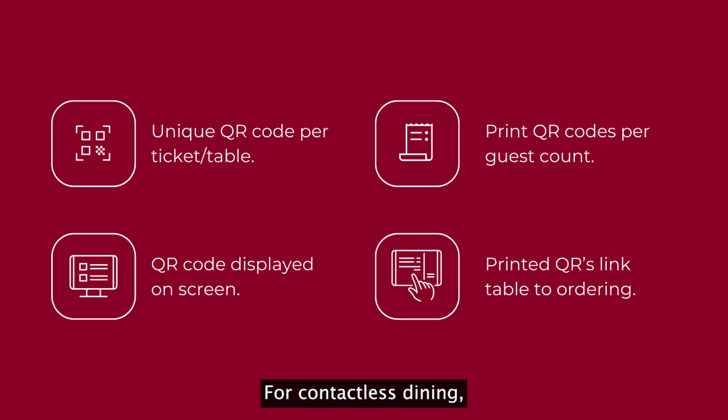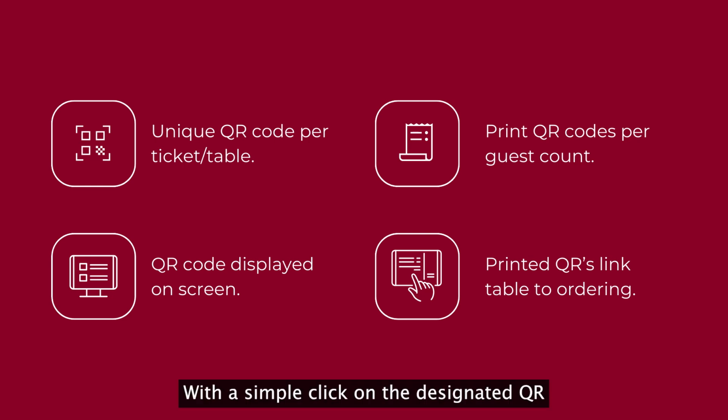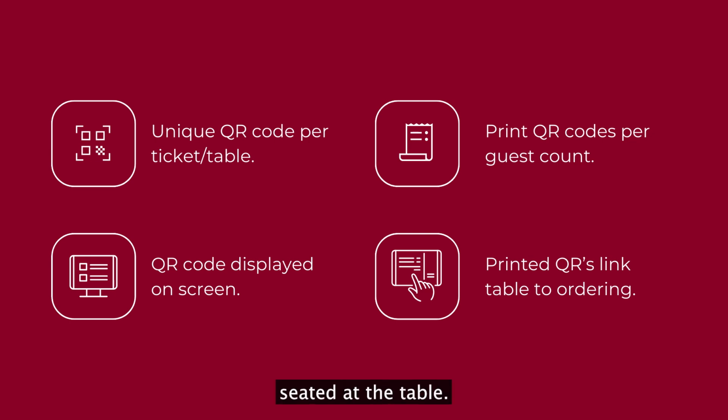For contactless dining, each ticket is assigned a unique QR code. Upon selecting the table and indicating the number of guests, you are directed to the right of the screen where a QR code specific to the ticket is presented. With a simple click on the designated QR code, initiate printing from your allocated printer. You can print as many QR codes as you want based on the number of guests seated at the table.